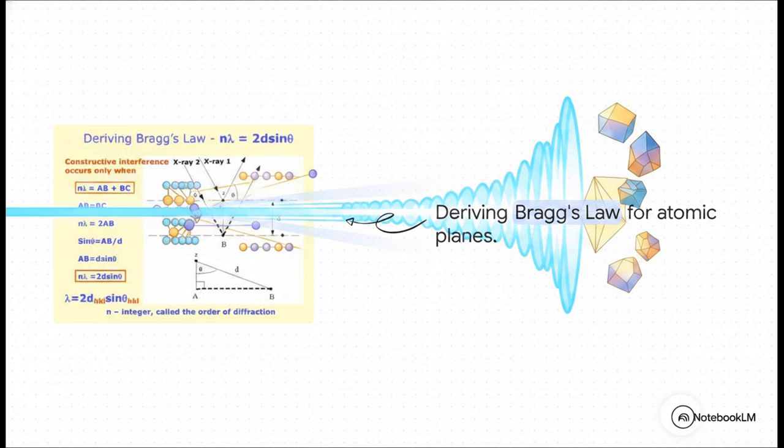Now here is the magic part. For X-ray 1 and X-ray 2 to bounce back perfectly in phase, giving us that massive constructive interference we need, that extra path length absolutely must be equal to a whole number integer multiple of the X-ray's wavelength. That's the n lambda part. If the geometry is off even just a tiny bit, the waves destroy each other and we see absolutely nothing.